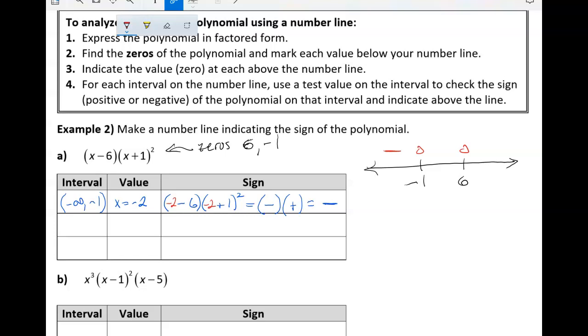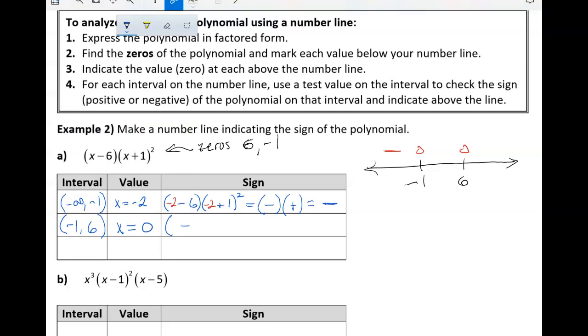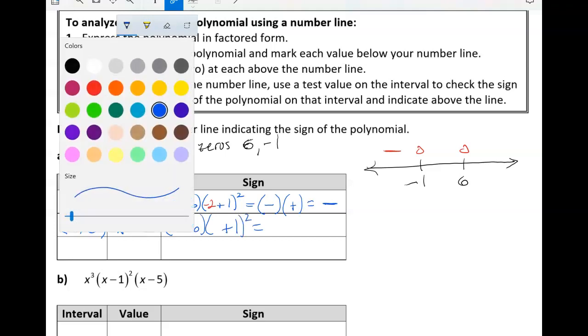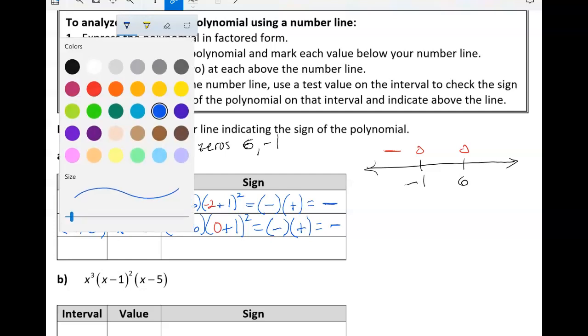All right, now the next interval that we can consider is the interval in between -1 and +6. I'm going to pick a test value on that interval. X equals 0 is a nice one to pick. Usually easy to do computations with x equals 0. And then we'll plug it in. And so if we replace the x's in the expression with 0, 0 minus 6 is a negative number. 0 plus 1 is 1. Squared will be a positive number. So that means the result is negative as well.